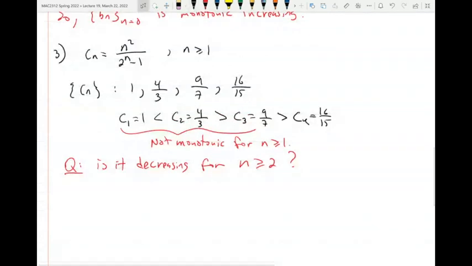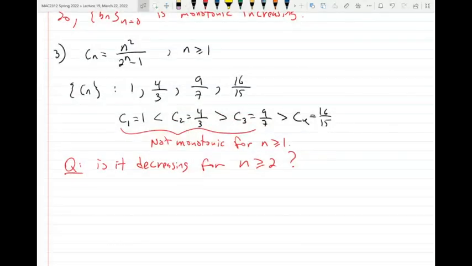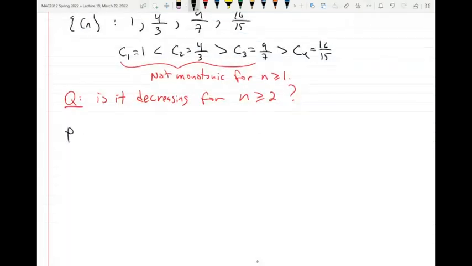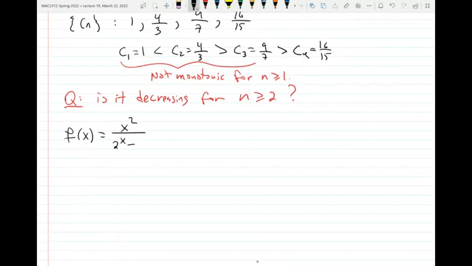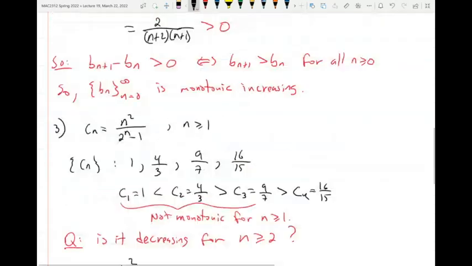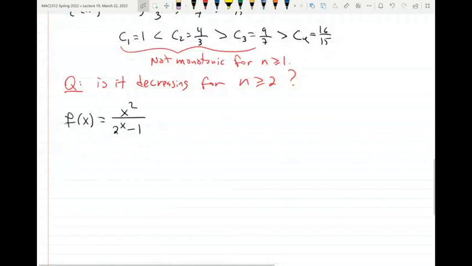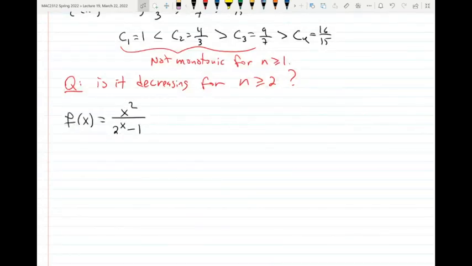For that, I'm not going to even try algebra because that exponential is not going to really help us much. So I'm going to go straight to calculus. I'm going to consider the corresponding function, x squared over 2 to the x minus 1, and then find the derivative. What we want to argue is that this derivative for x greater than or equal to 2 is going to be negative, because a negative derivative means the function is decreasing.